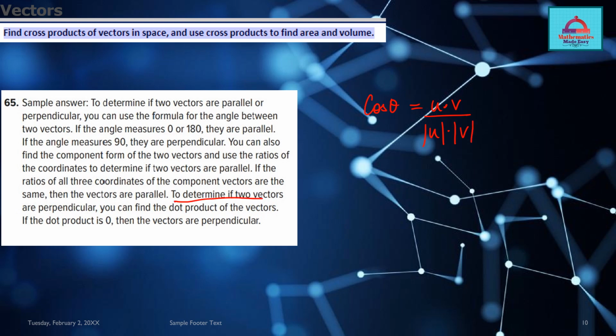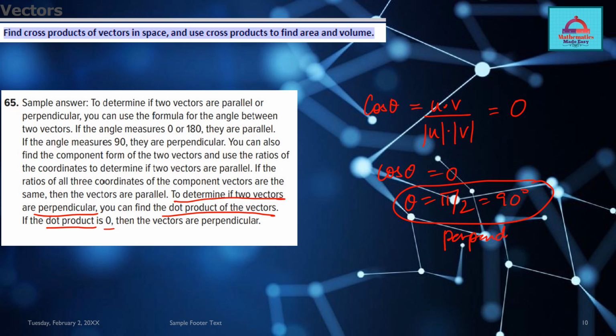So to determine if two vectors are perpendicular, you can find the dot product of the vectors. If this dot product is 0, it means cos of theta is 0. That means theta is pi by 2 or theta is 90. So it will become perpendicular vectors. Okay, this is the concept. And you can also use, if the angle measures 0 or 180, they are parallel. If the angle measures 90, they are perpendicular.